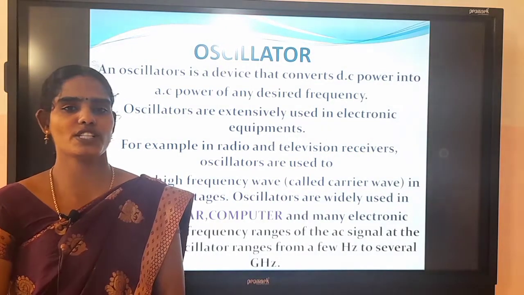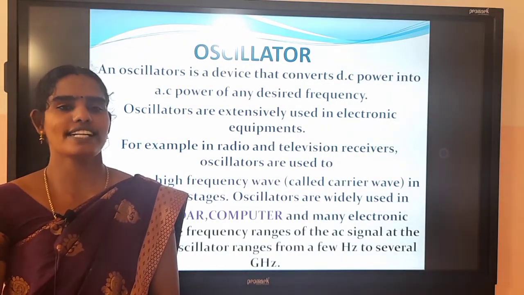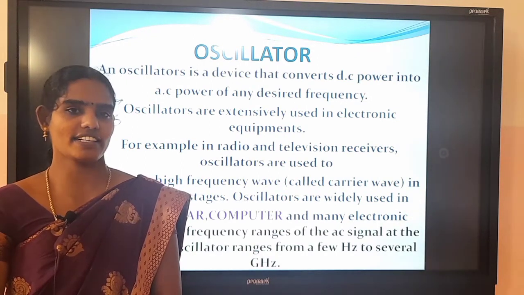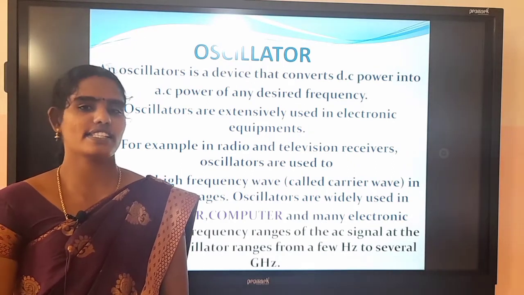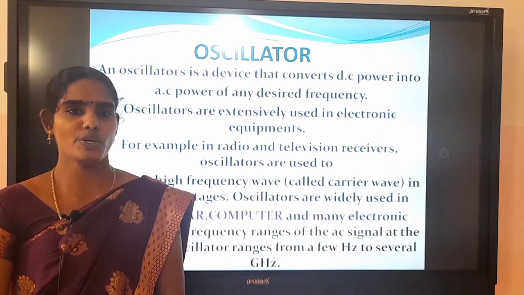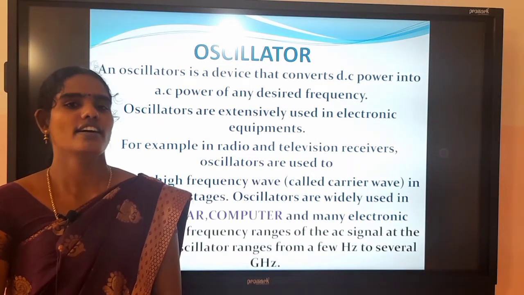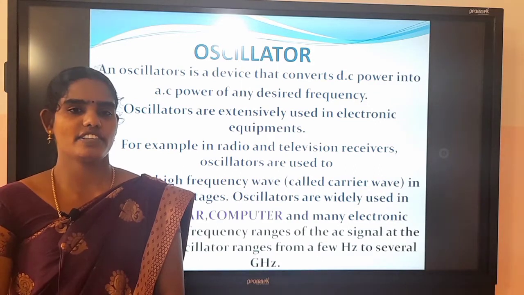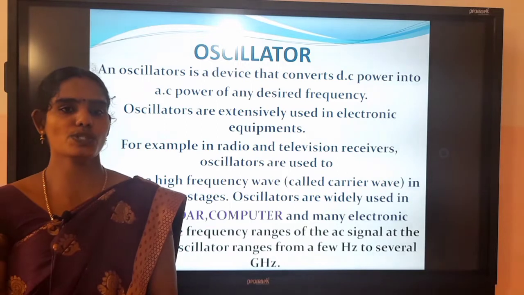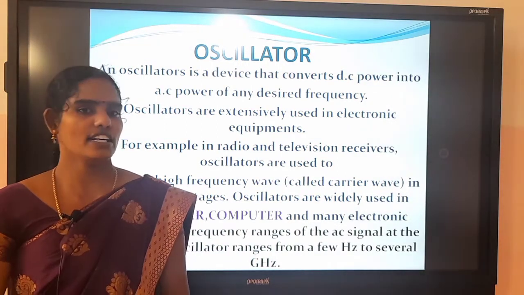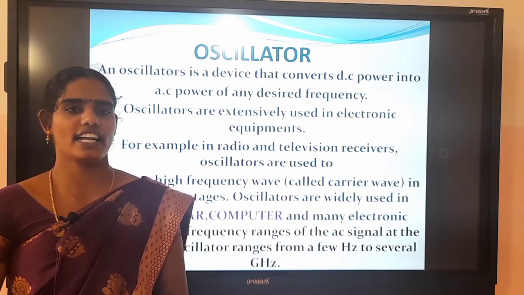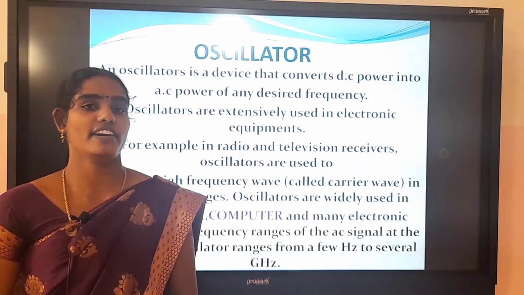Next we move to the concept of oscillator. The transistor amplifier with a proper positive feedback network can act as an oscillator. An oscillator is a device which is used to generate a desired frequency from a few hertz to some megahertz. For example, in television and radio receivers, in the tuning process, oscillators are used to generate a high frequency. Nowadays, oscillators are widely used in many electronic components like computers and radar, etc.